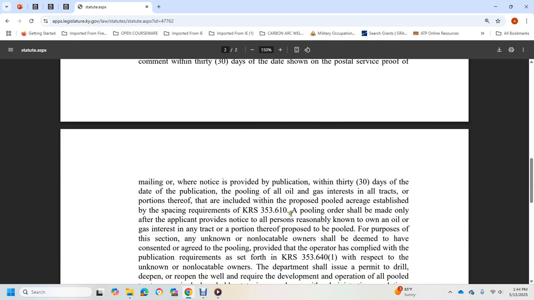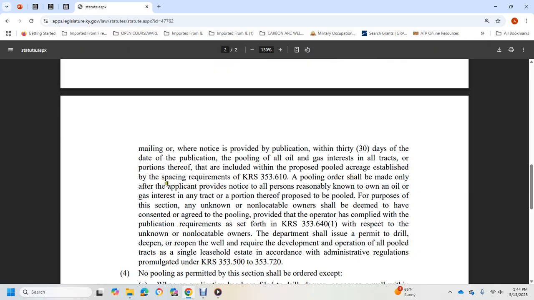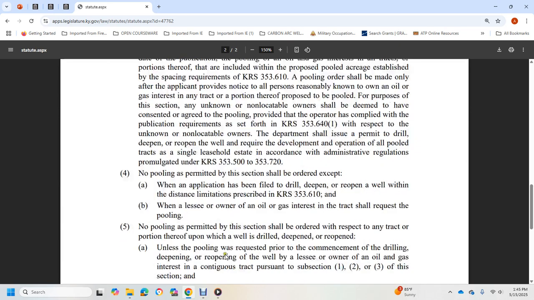Kentucky Revised Statute 353.610. A pooling order should be made only after the applicant has provided notice to all persons reasonably known to hold oil and gas interests in any of the tracts or portions proposed to be pooled. For the purpose of this section, unknown and non-locatable owners shall be deemed to have consented to and agreed with the pooling, provided the operator has complied with the publication requirements set in Kentucky Revised Statute 353.641 with respect to unknown and non-locatable owners. The department shall issue the permit to drill or reopen the well with the requirement that development and operation pool all of the tracts as a single leasehold, as stated in the administrative regulation promulgated under Kentucky Revised Statute 353.500 to 353.720.